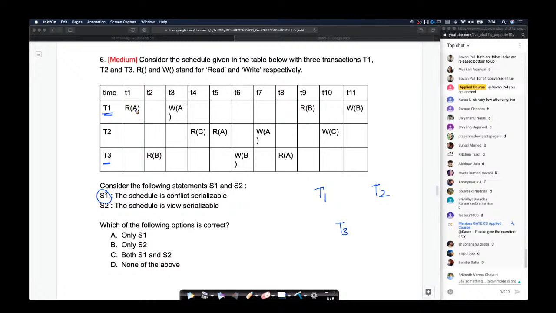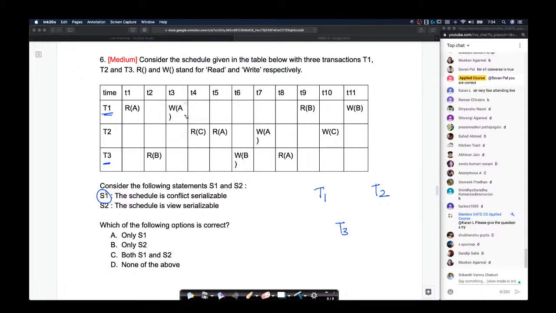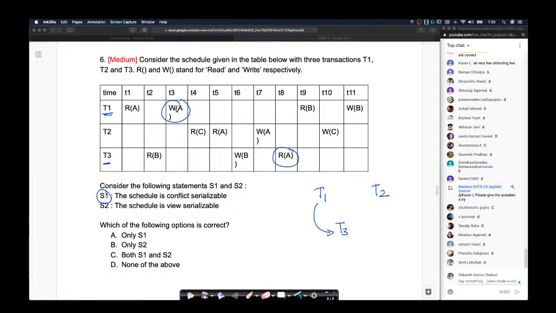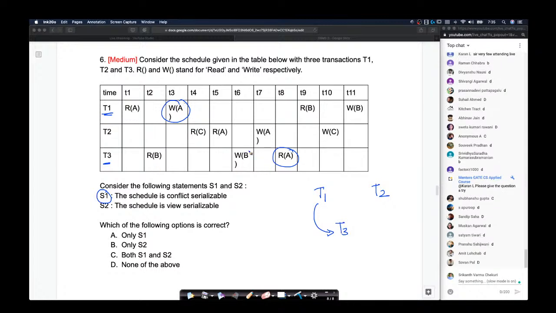So if you notice, you have write A followed by read A. Look at this, you have write A and read A, right? So because of this, you will have T1 to T3, because whatever T1 has written, T3 will read it. That's one. Now look at another thing here. You have write B, then you have read B. So whatever T3 is writing, T1 is reading.